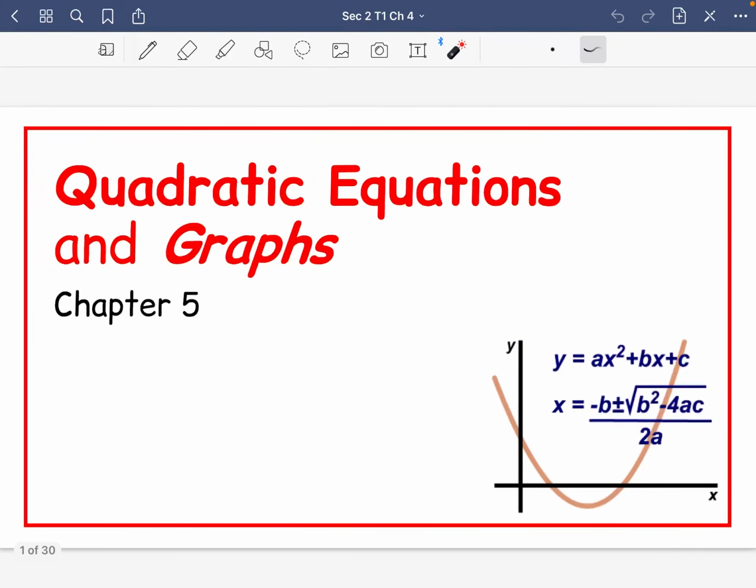Okay, so let's talk about quadratic equations and graphs. This is now chapter 5. Last chapter and chapter 3, we had quadratic expressions. We learned how to expand, simplify, and factorize quadratic expressions. For this chapter, we're going to get the answers from quadratic equations, and later on in this chapter, we're going to graph quadratic equations.